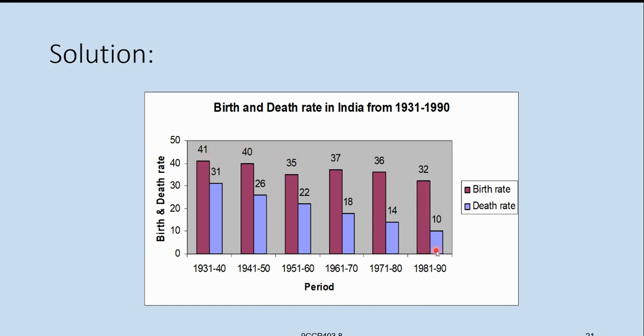We can easily understand the data also. We can compare how much is the death rate and how much is the birth rate here. Birth rate is 41, death rate is 31. For every 1000, we have birth rate and death rate here.